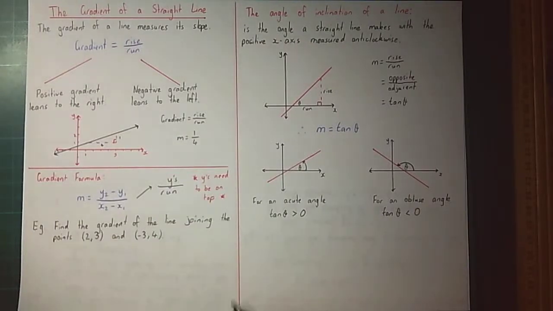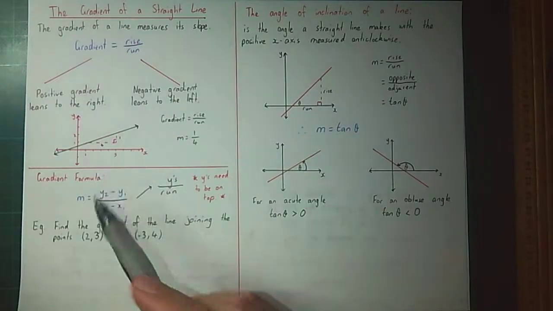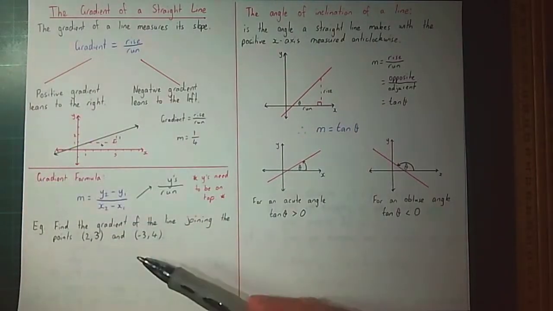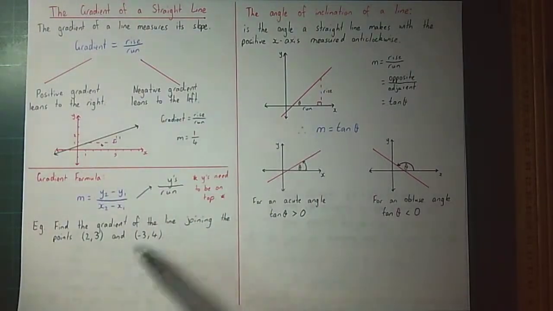Okay, so now in this video we're going to be talking about how to find the gradient of a straight line. Now I've got a definition here. It says that the gradient of a line measures its slope. Now slope is also a synonym for gradient, so you can think of them as the same thing.